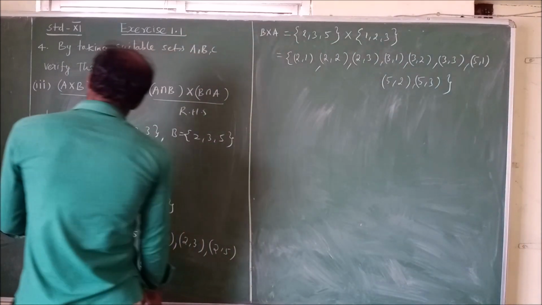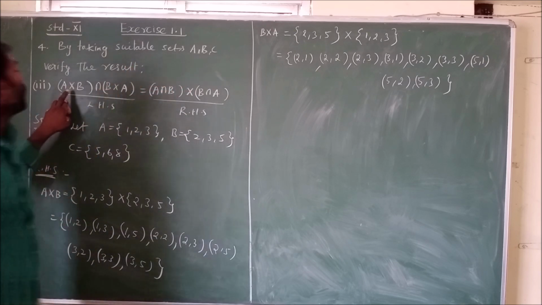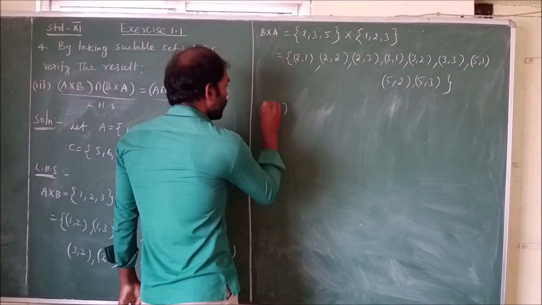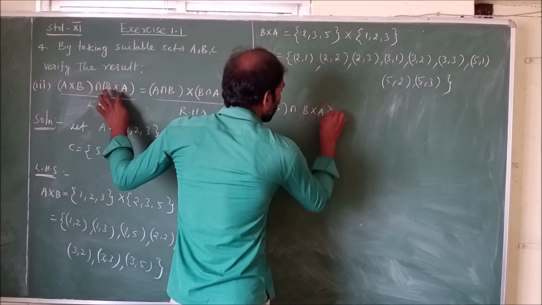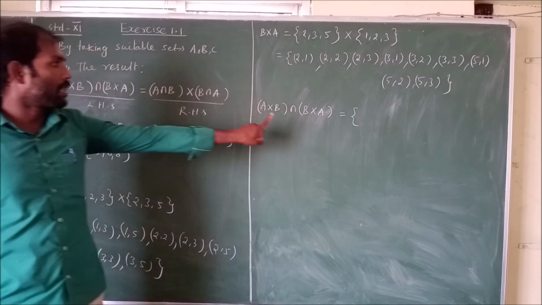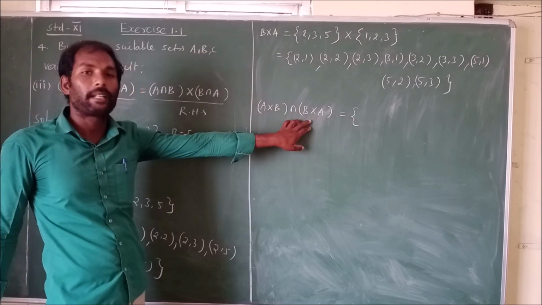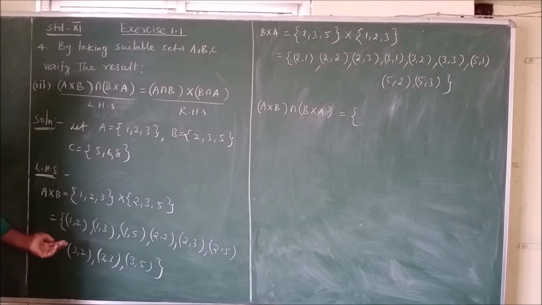So the first term is A cross B, and the second term is B cross A. The LHS term is A cross B intersection B cross A. Intersection is nothing but the entries that appear in both A cross B and B cross A. So we check which elements appear in both.